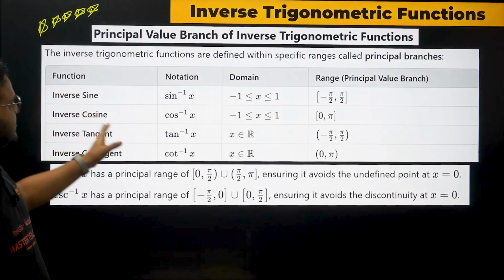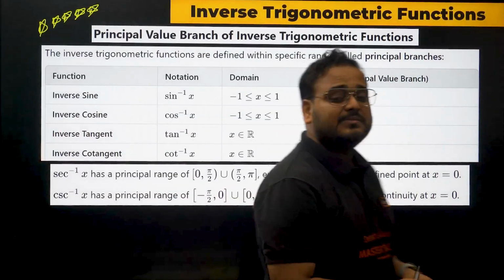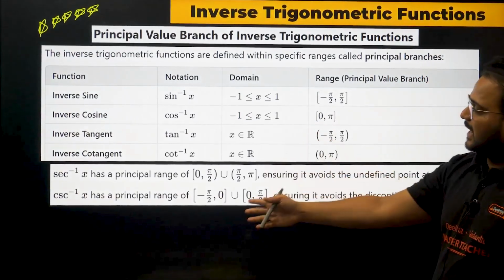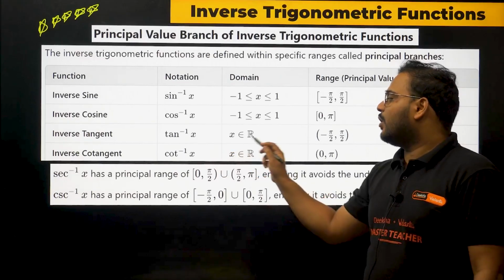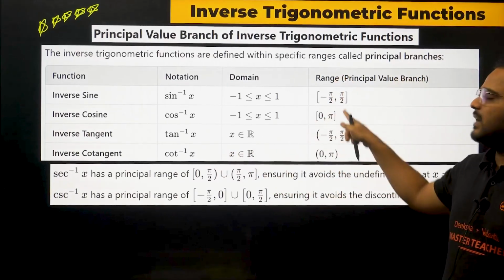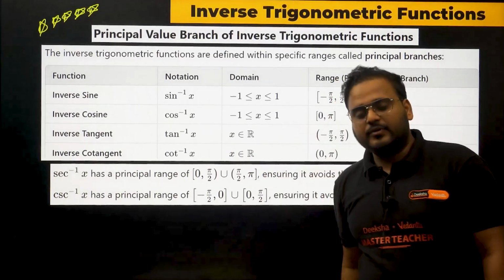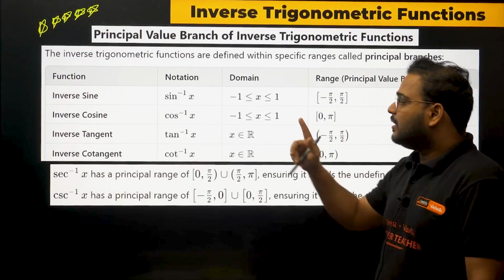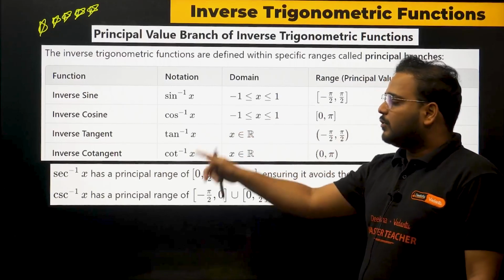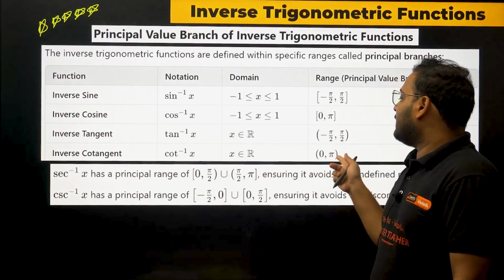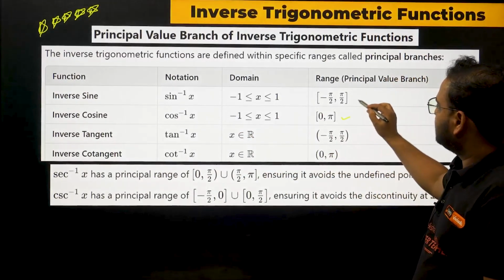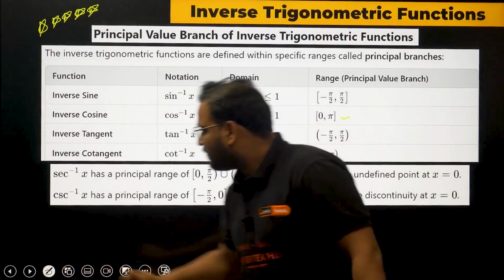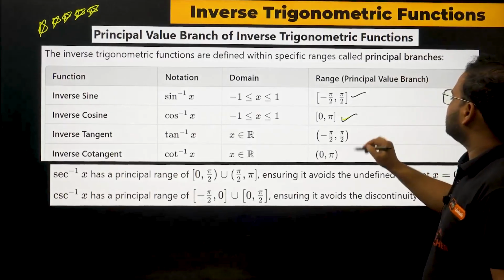So inverse of sine, the domain is -1 to 1, and cos inverse is also -1 to 1. For tan inverse the domain is all real, cot inverse domain is all real again, and the range is also given here: -pi/2 to pi/2 for sine inverse. For cos inverse it is 0 to pi. For tan we have -pi/2 to pi/2. For cot inverse we have again 0 to pi but open. Check here, this is closed. First two are closed, the last two are open.